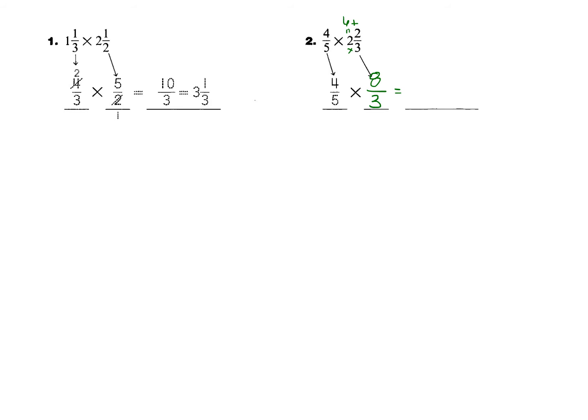8 times 4 equals 32. 5 times 3 equals 15. 32/15 is an improper fraction. 15 cannot divide 3. It can divide 32 2 times. 2 multiplied by 15 equals 30. 32 take away 30 is 2. So our answer is 2 2/15.